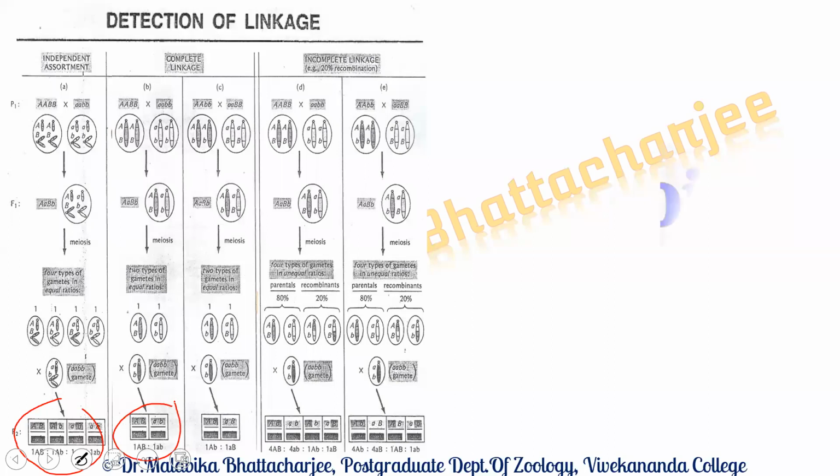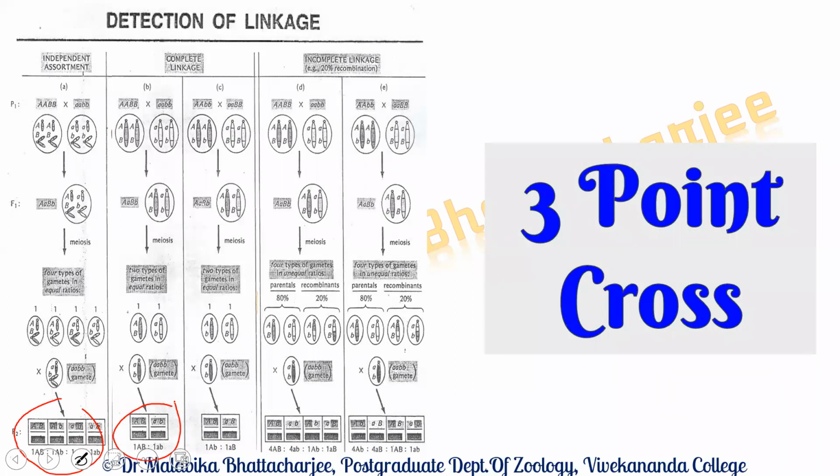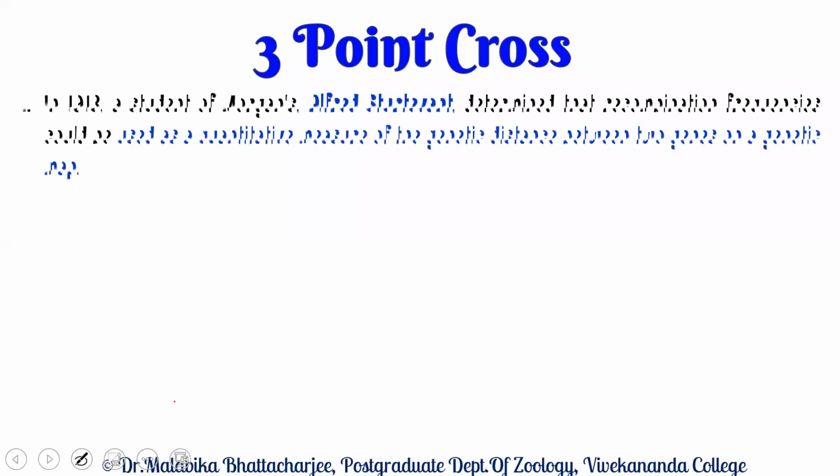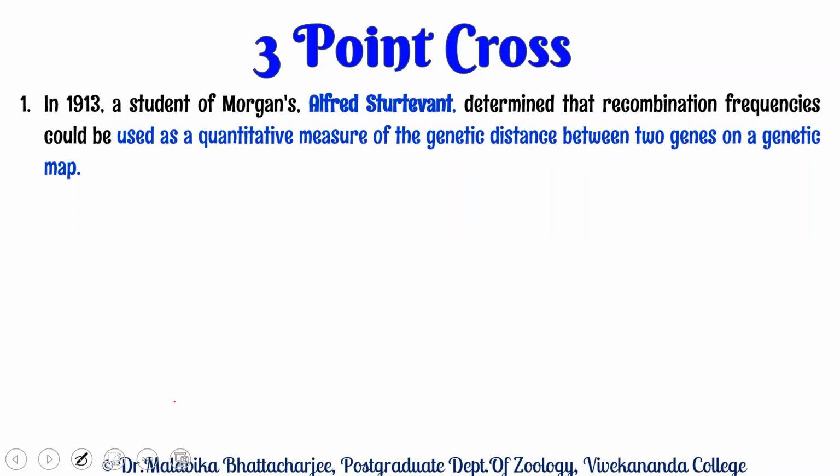So with that, we now move on to the next part of our class, that is the 3-point cross. When we talk about the 3-point cross, it was Alfred Sturtevant, a student of Morgan, who in 1913 determined that recombination frequencies could be used to measure the genetic distance between 2 genes on a genetic map. So the amount of recombination reflects the distance between the 2 genes present on a chromosome.